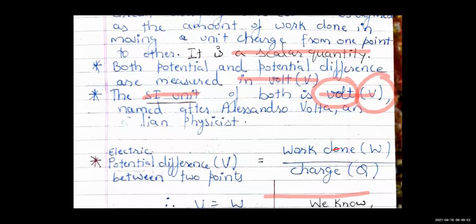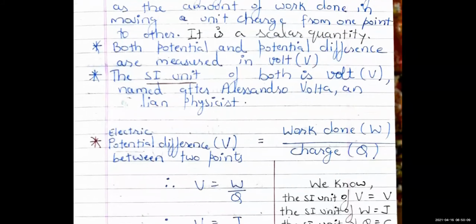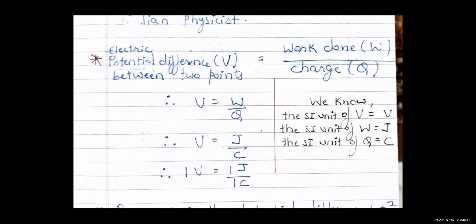So the electric potential difference between 2 points is given by the formula: the work done, because we did work, to bring the charge, the work done upon the charge. So the formula of electric potential difference is V equals W by Q, where W is the work done and Q is the charge. Right, beta? Now, the SI unit of work done, you know, is joule.